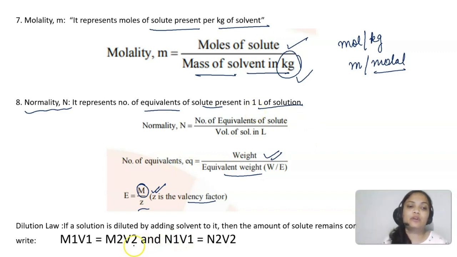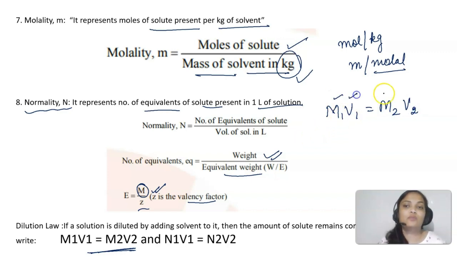Now again, another important equation is there, which we call the dilution law. If we want to dilute a solution, the amount of solute will remain constant. So you have to use the dilution law for finding that, like M1 V1 equals M2 V2. That is molarity and volume on one side, and molarity and volume on the other side. So that's the molarity equation, and for normality it's N1 V1 equals N2 V2.